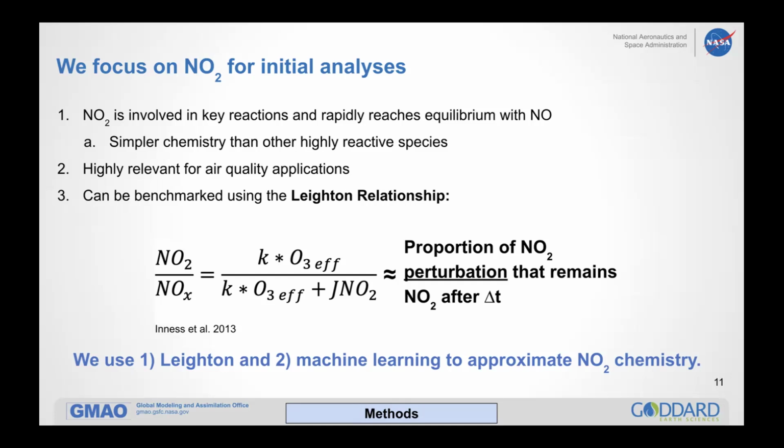It approximates the ratio between NO2 and NOx, and we use it as an approximation of the amount of perturbed NO2. Say we add 1 part per billion of NO2 at T, how much of that NO2 will remain NO2 at T plus 1, and how much will have reacted away to other species? This enables us to get a chemically based baseline for our machine learning models to compare against.